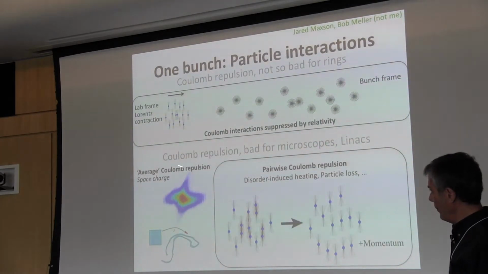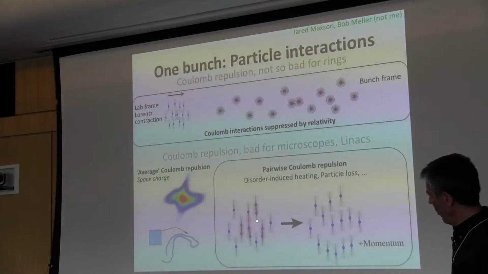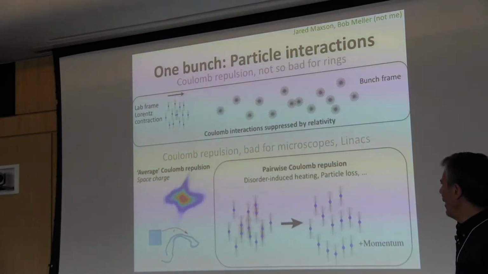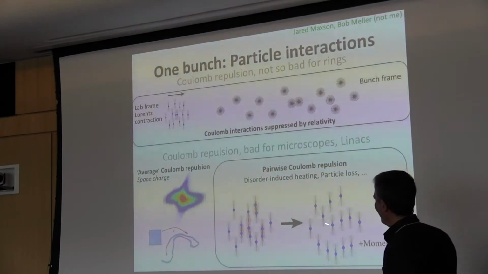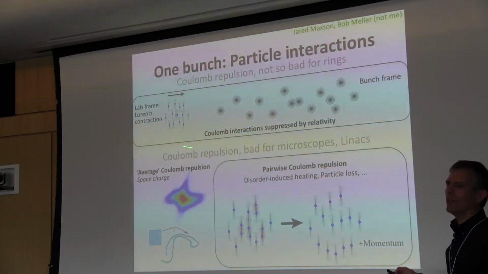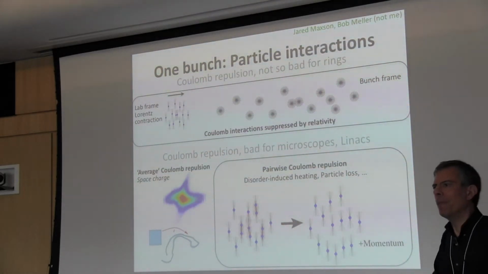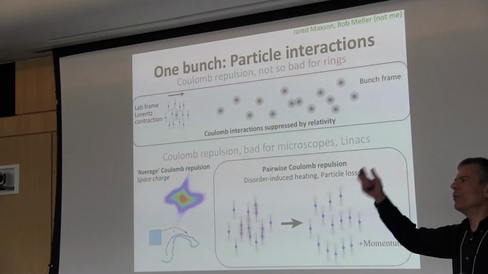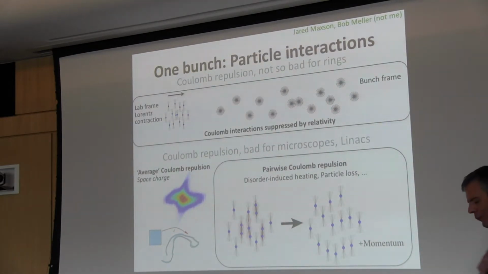There are other effects about Coulomb interactions. This is sort of the continuum effect. There are also effects when you create them. Sometimes they start really close to one another, and then they push one another and increase the transverse momentum, and that's called disorder-induced heating. Sometimes if you get even higher densities, some of them push one another so hard that you lose particles. That's the Touschek effect. There's a whole zoology here.